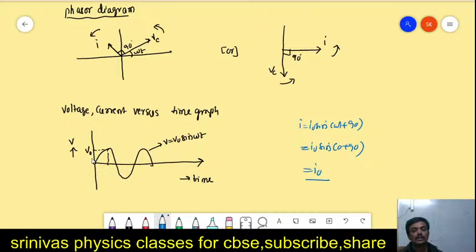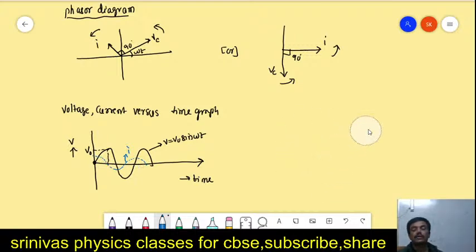Then we will get like this. This is the equation of the current. This is the graph for the current. Like this we have to draw the graph.